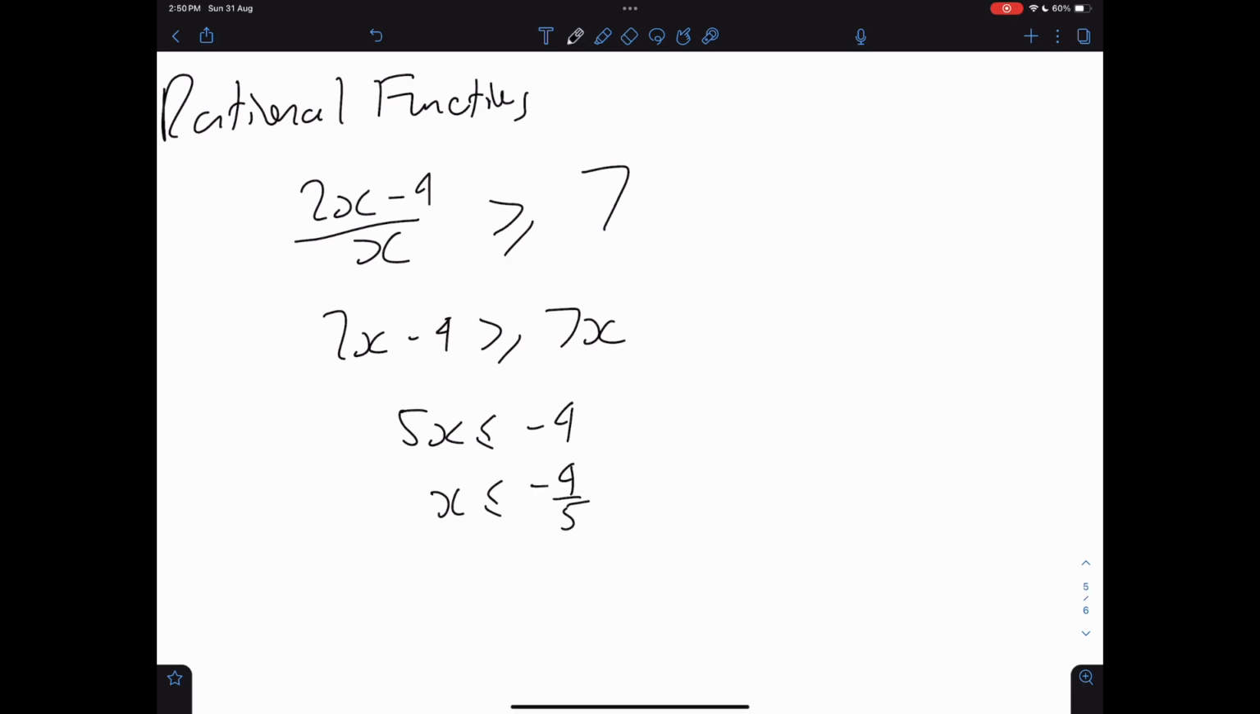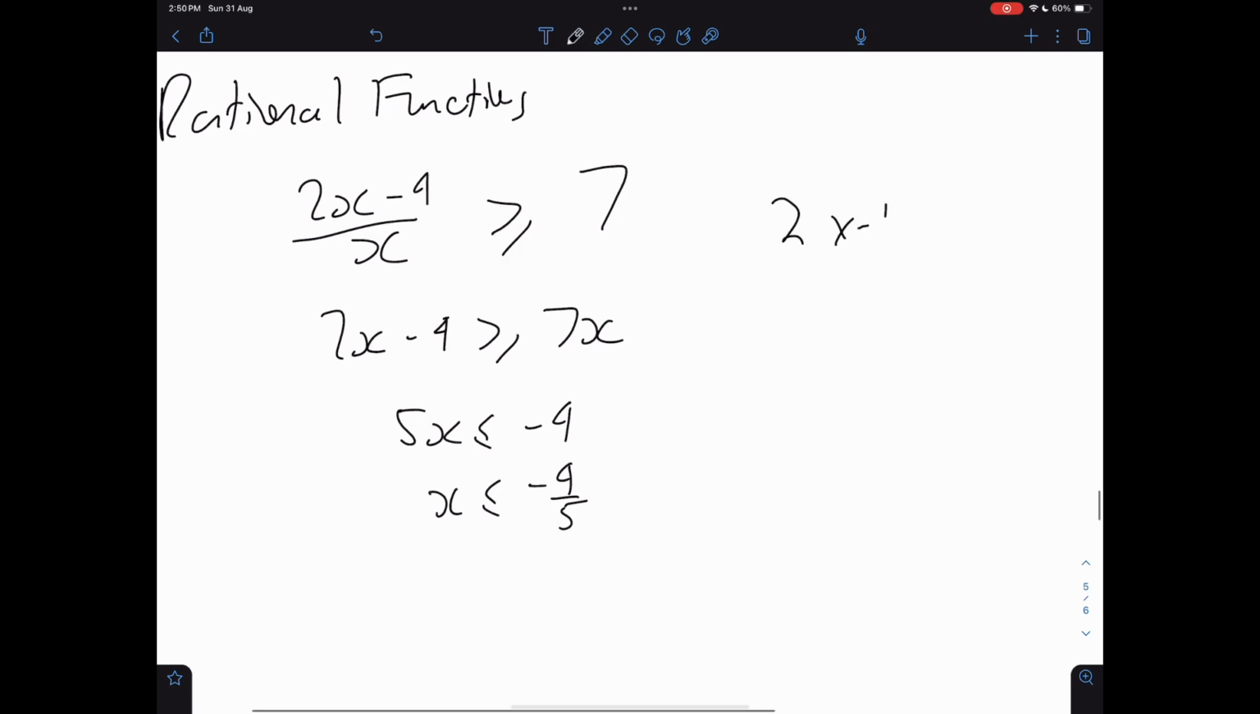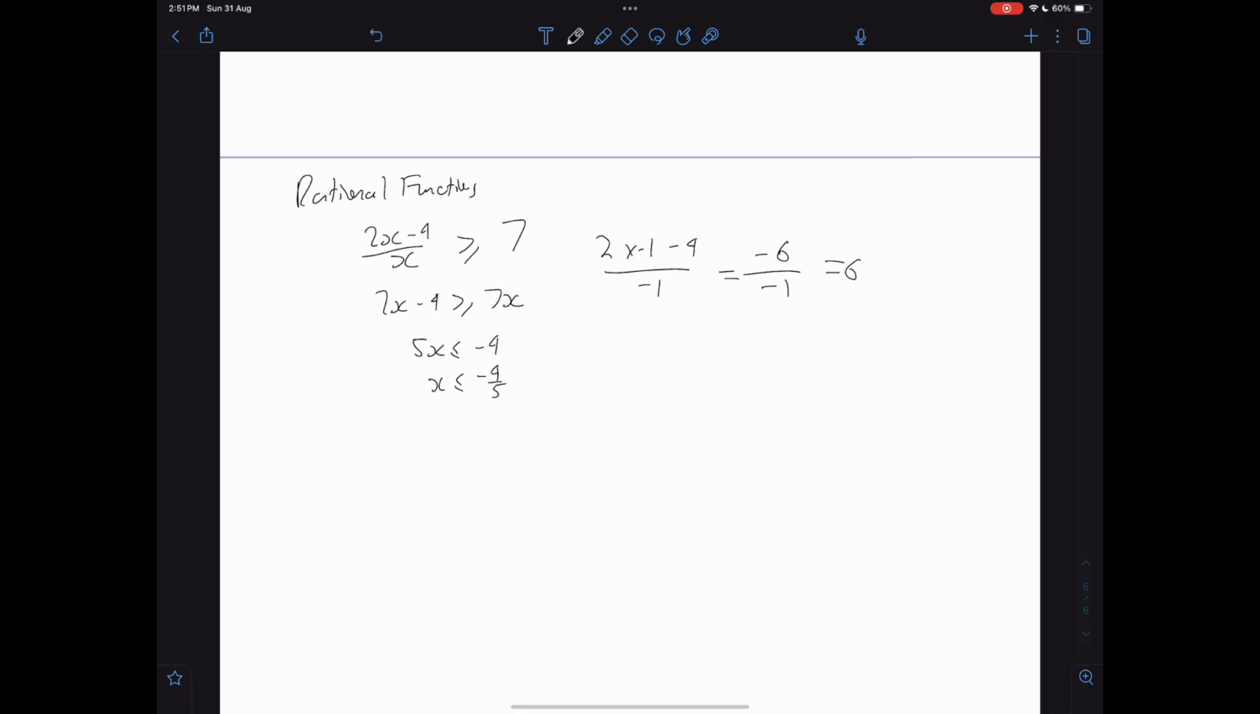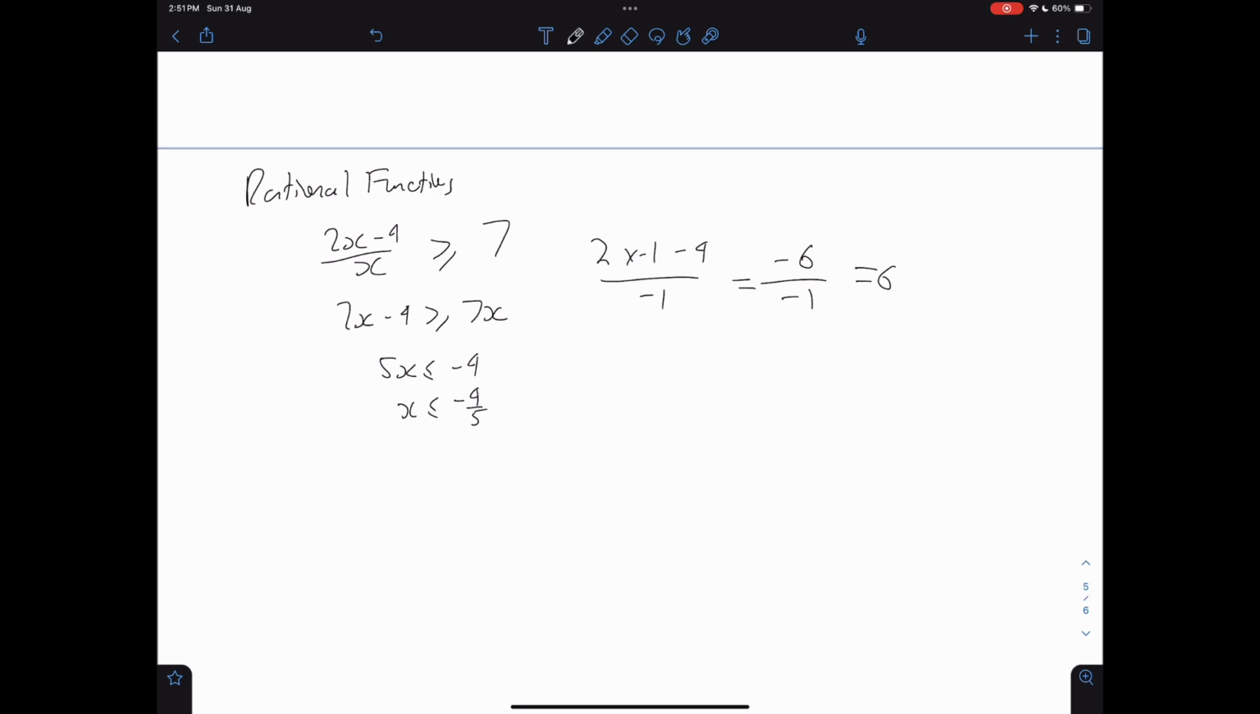Let's just try minus 1, though. That's equal to minus 2 minus 4, which is minus 8, I think. No, that's minus 2 minus 4 is minus 6, not multiplying, sorry. Over minus 1, which equals 6. And somehow I don't think that's greater than or equal to 7. So what went wrong?